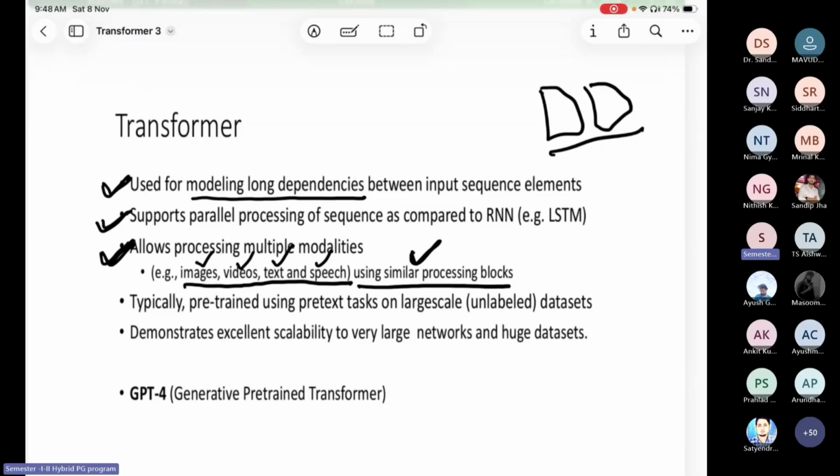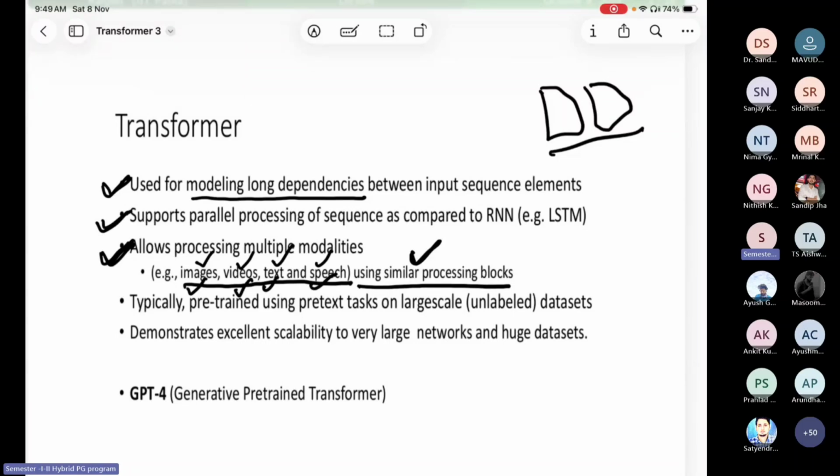Okay, so that's why. Since the input would be similar in every case, wherever you are using images, videos, text, and speech, the input you give to the transformer is similar because you have converted it into that form, and that's why you can use a similar block for every type of modality. This is the beauty of the transformer.